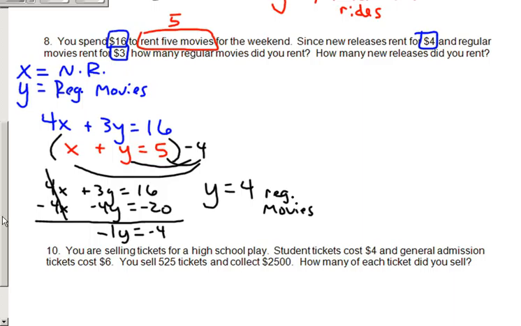Now we're going to go ahead and substitute. I know that x plus 4 equals 5. Subtract 4 from both sides. X equals 1 new release.